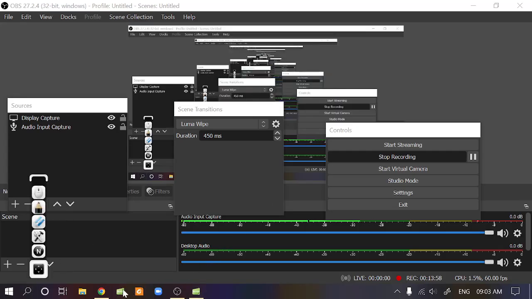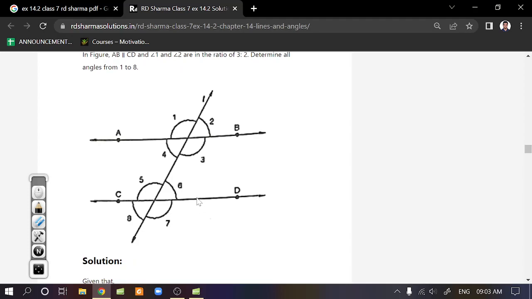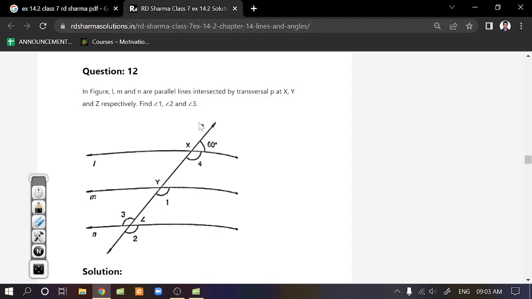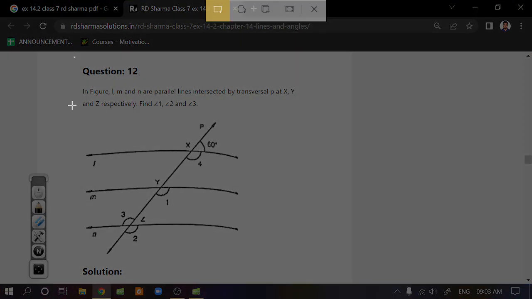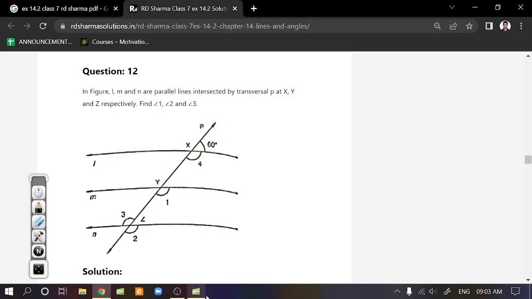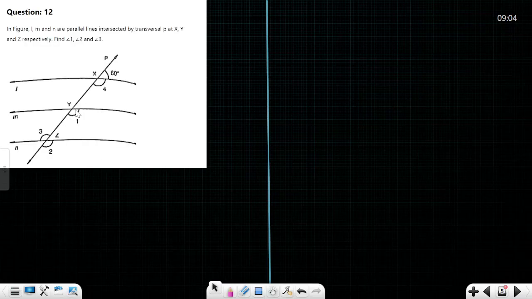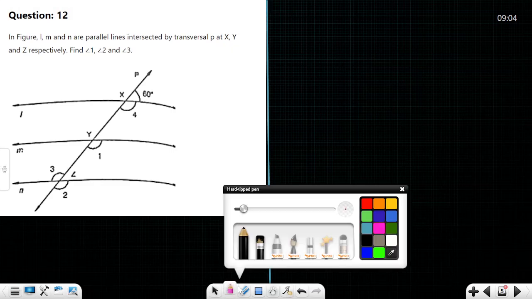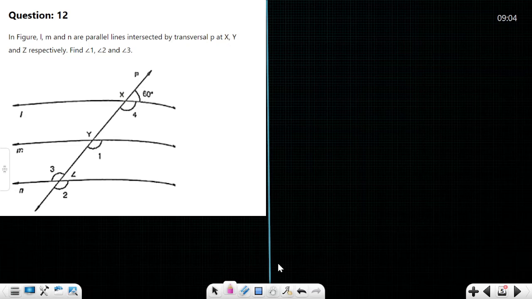Okay, one more question we will do, last question. This is a very easy question. So in the figure, L, M and N are parallel lines intersected by transversal P at X, Y, Z. Find angle 1, 2, 3. That's it. Very simple. Only 1, 2, 3 they want.